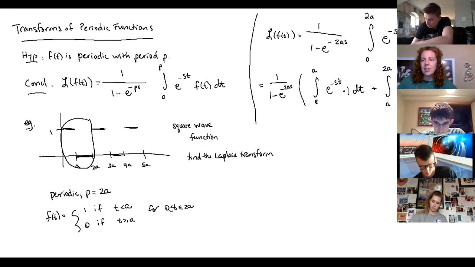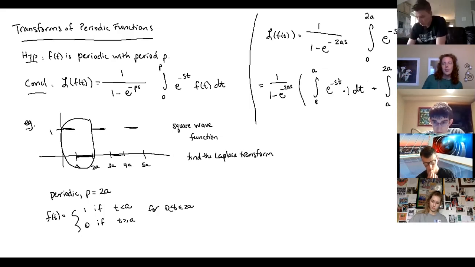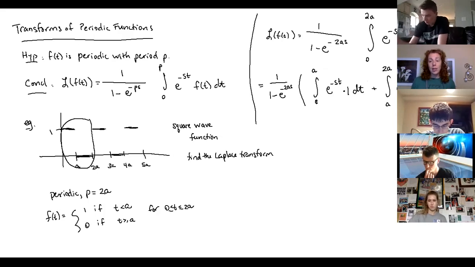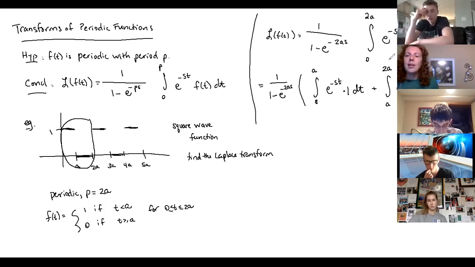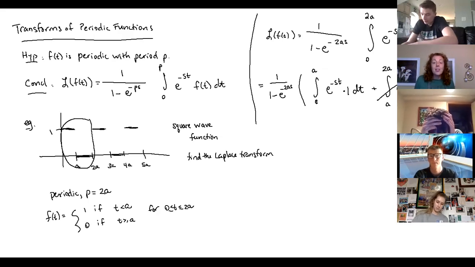That's the way my function is defined from a to 2a. So we've got two different integrals that we're working with here. The first integral, my function is 1. The second integral of my function is 0. And the second integral is spectacularly cool because there's a 0, so that whole second integral goes to 0. Yay, that's fantastic. The first integral is really, really easy to evaluate too.